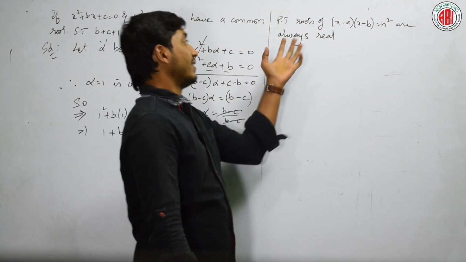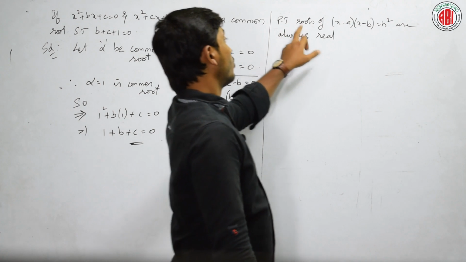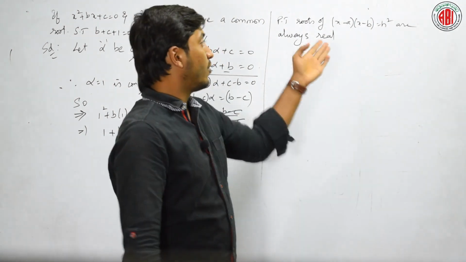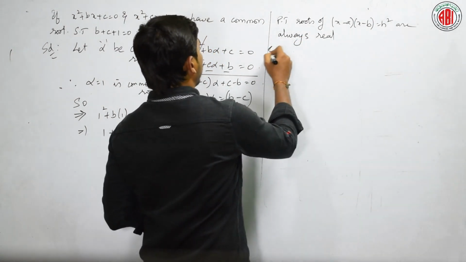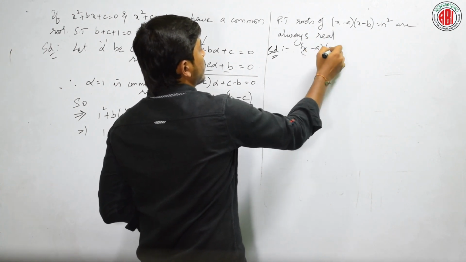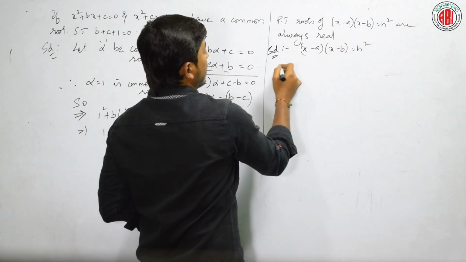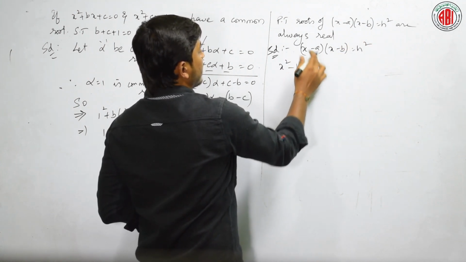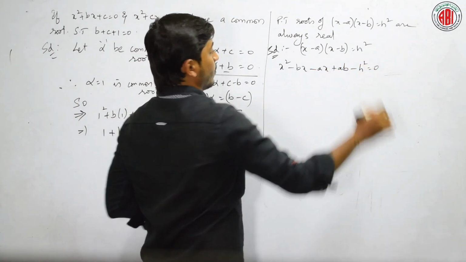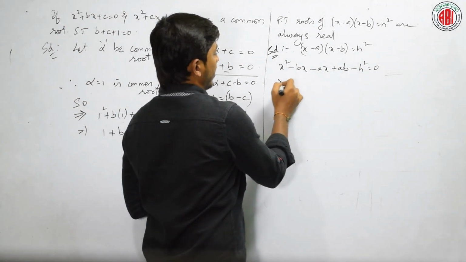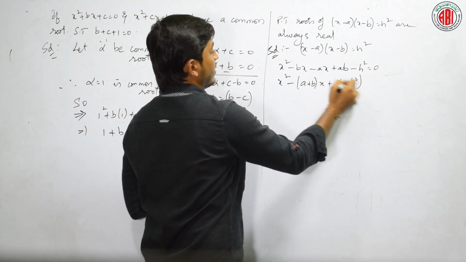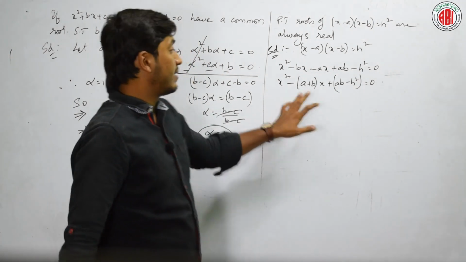Fine. And the next, this is important and easy, that is prove roots of x minus a into x minus b equal to h square are always real. Okay. So, first we will solve it, that is x minus a, x minus b. So, let us simplify this. X square minus bx minus ax plus ab minus h square equal to 0, right. So, we will write it in the standard form, x square minus a plus b into x plus ab minus h square, right. This is a standard equation.